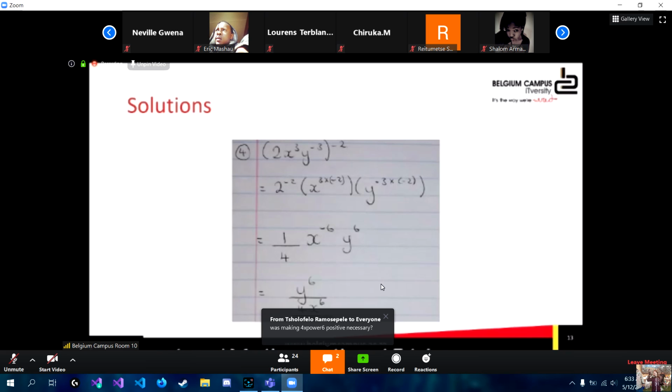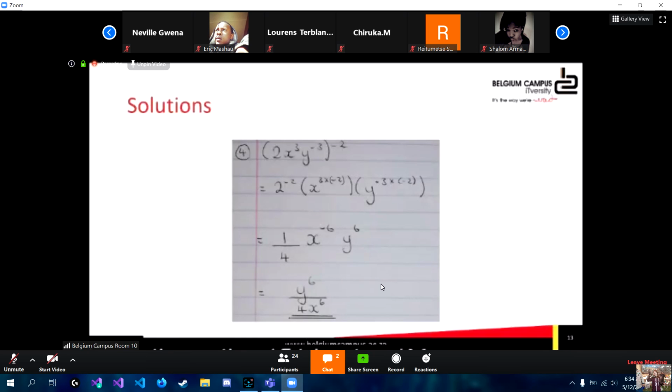So we have 2 to the power of negative 2, then x to the power of 3 times negative 2, then y to the power of negative 3, again, times negative 2. Then using your rule number 3, 3 times minus 2 becomes minus 6. Then for the y, minus 3 times minus 2 becomes a positive 6. 2 to the power of minus 2 is the same as 1 over 2 squared, which is a quarter.